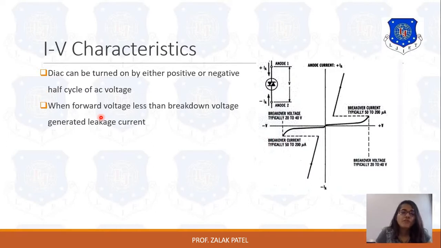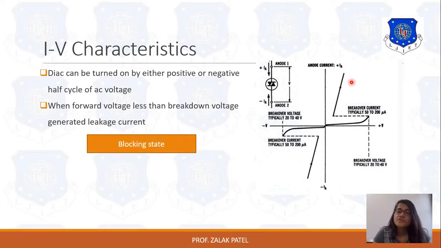Now when forward voltage is less than the breakdown voltage, it generates the leakage current. In the first quadrant and third quadrant, when forward voltage is less than its breakdown value, leakage current will start conducting, and because of this conduction, a large number of electrons will drift towards the depletion region, and because of that it stops conducting, because a large number of electrons move to the depletion region.